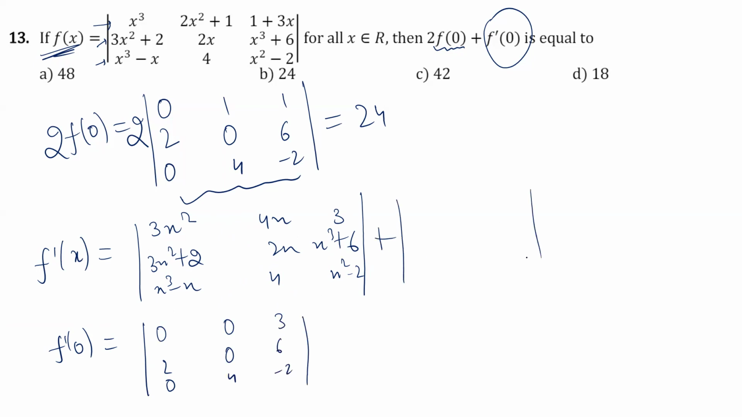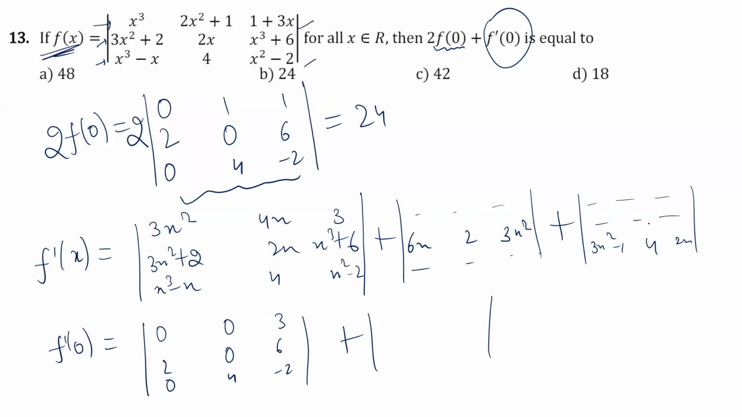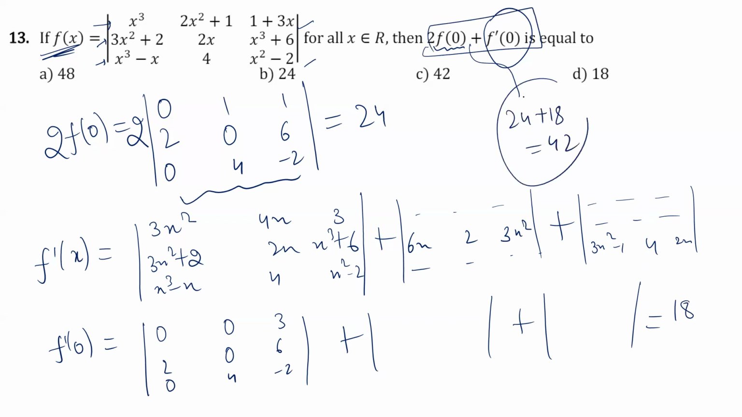Then you will get another determinant where you are differentiating the second row. So that will be 6x, 2, 3x square. The rest will be same as in the determinant. There also you will put x equals 0. Then differentiation of the third row will be 3x square minus 1, 4 and 2x. First and second rows will be same. There also you will put x equals 0. So you will get f dash 0 as 18. So the full answer will be 24 plus 18, that will be equal to 42. C option is the correct option.